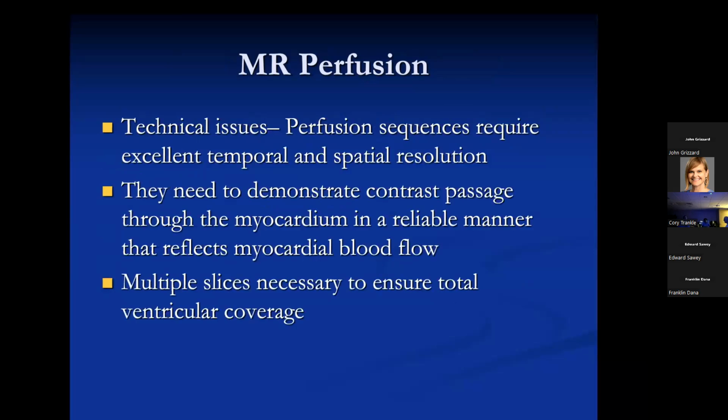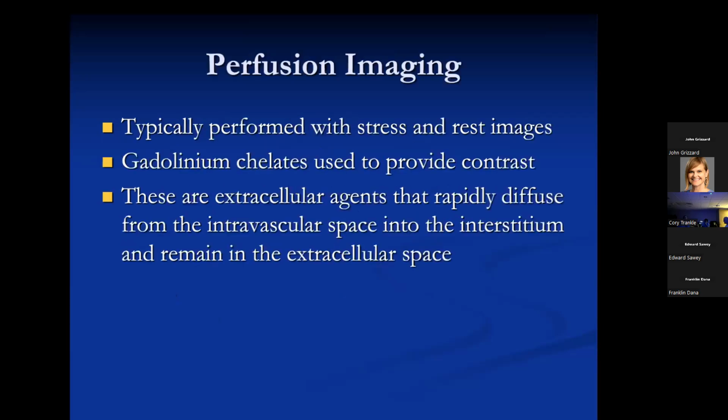But you have to have good temporal and spatial resolution, because what you're trying to do is demonstrate the passage of contrast through the myocardium in a reliable manner that reasonably reflects the myocardial blood flow. And you want to be able to cover the whole LV so that you don't miss anything, right? So you need at least 3 and preferably 4 slices. And we typically do these with stress and rest images.